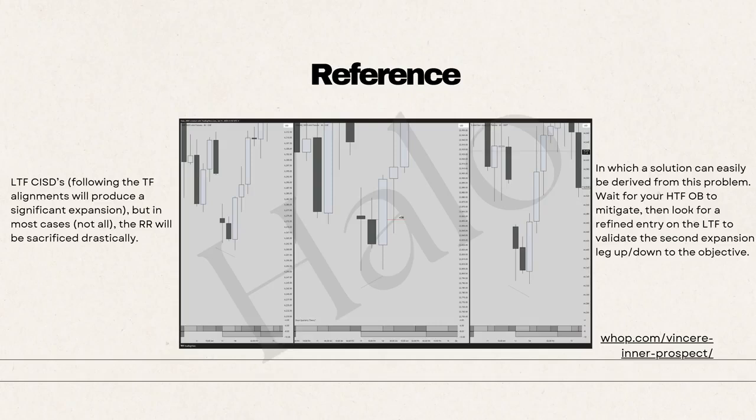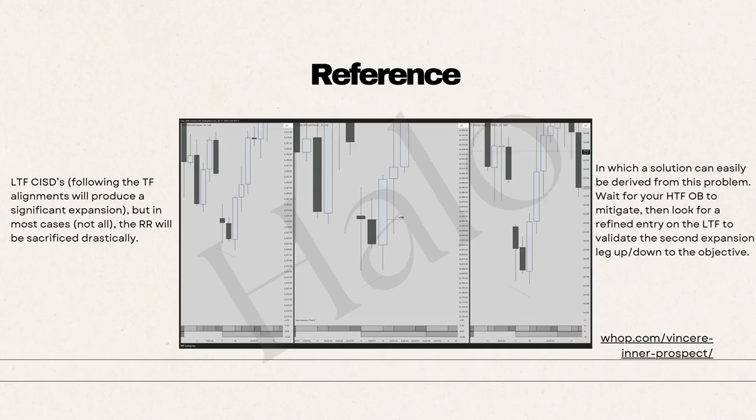Simply just wait, right? And I'm going to talk about that after I finish this slide, in which a solution can be easily derived from this problem. Meaning, okay, fine, if you missed the first trade, what can you do? Or if in most cases the risk to reward isn't good because you wanted to FOMO into a 15-minute CISD long right after sequential SMT, right? You're kind of screwed there, but there's a solution to this, right?